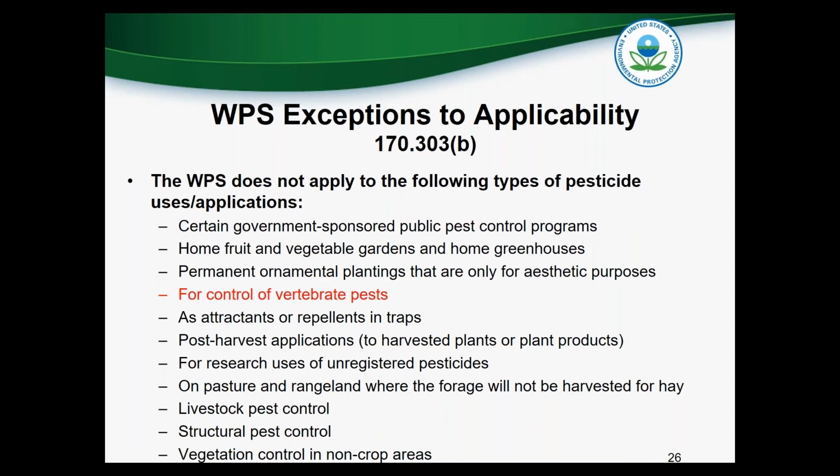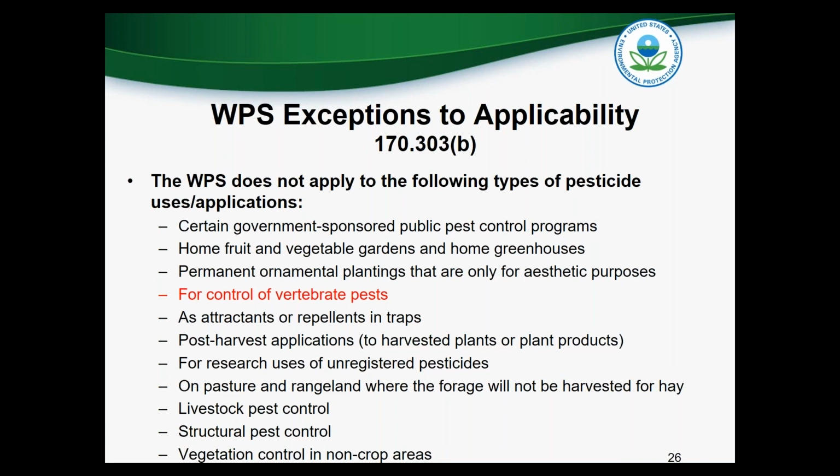The only research we don't cover is unregistered pesticides, and that's because unregistered pesticides don't have a FIFRA Section 3 labeling and therefore don't have the WPS reference, and that's why they're not covered. We don't cover pasture and rangeland where the forage will not be harvested for hay. So anywhere where it is just open rangeland and they aren't cutting any of that pasture or rangeland for hay, that's not a covered use. And then lastly, livestock pest control and structural pest control are not covered, and then vegetation control in non-crop areas.